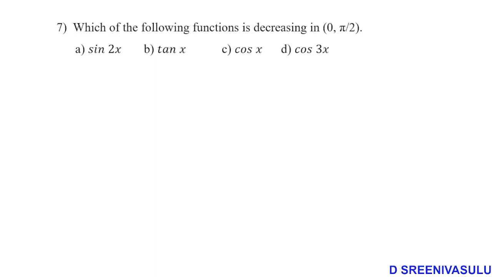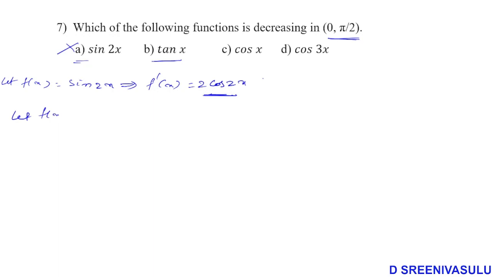Question number 7. Which of the following functions is decreasing in 0, pi by 2? Now let us take the first one. A is f of x is equal to sin 2x, then f dash x is equal to 2 cos 2x. From 0 to pi by 2 means first quadrant, this is positive. In the first quadrant, it is positive. Therefore, this is not the answer. Now let f of x be tan x.